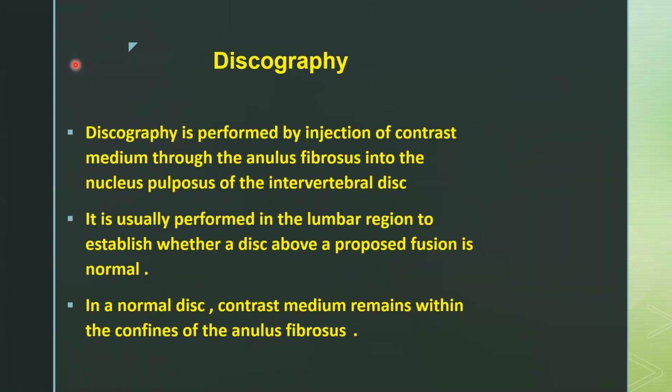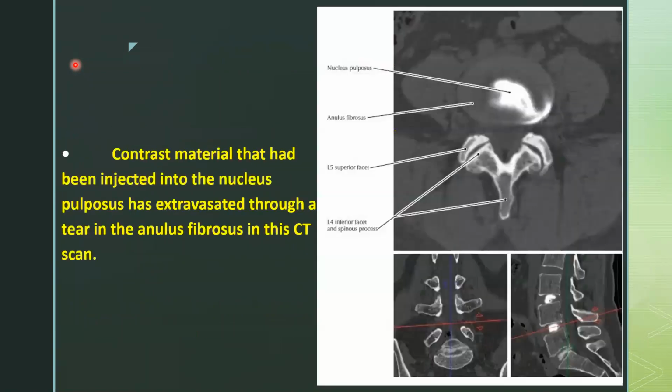Discography. Discography is performed by the injection of contrast medium through the annulus fibrosus into the nucleus pulposus of the intervertebral disc. It's usually performed in the lumbar region to establish whether a disc above a proposed fusion is normal. In a normal disc, contrast medium remains within the confines of the annulus fibrosus. In this case, contrast material that had been injected into the nucleus pulposus has extravasated through a tear in the annulus fibrosus in this CT scan.